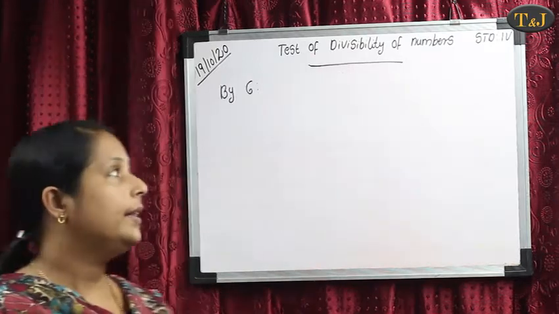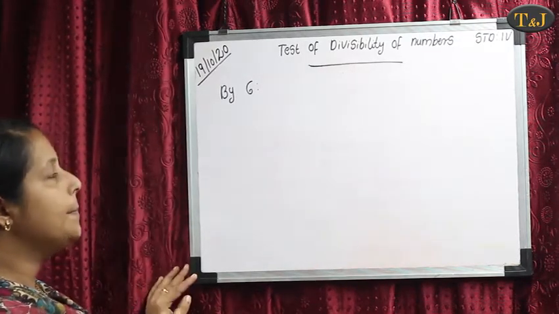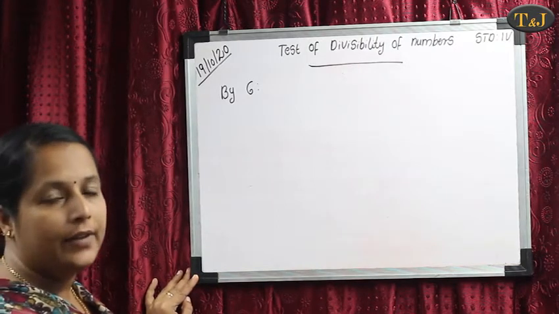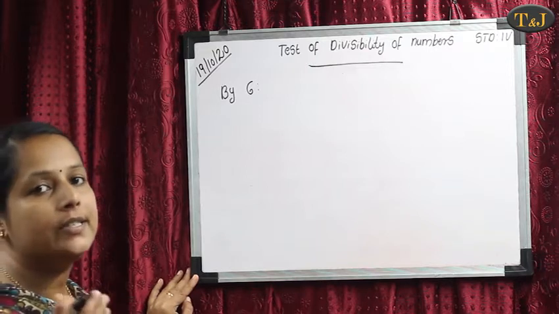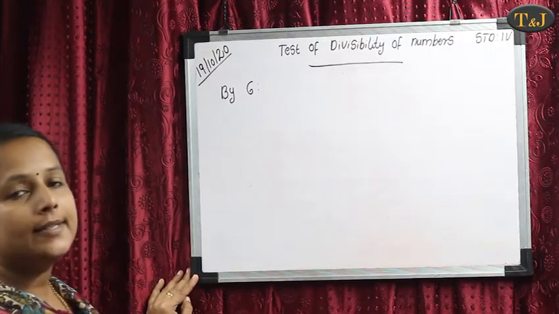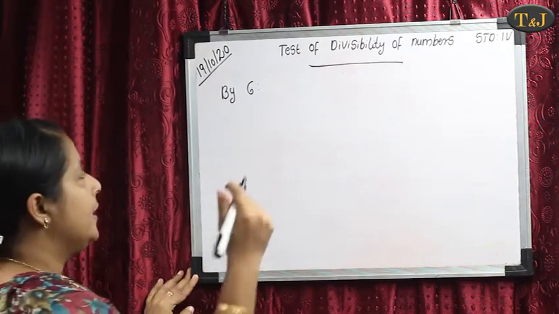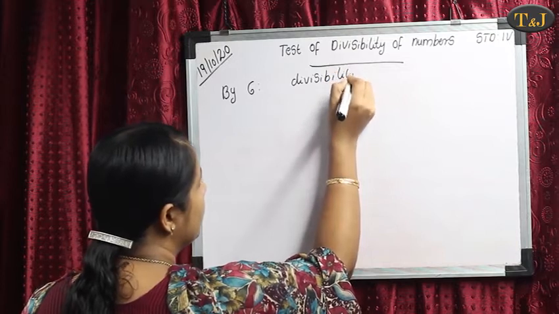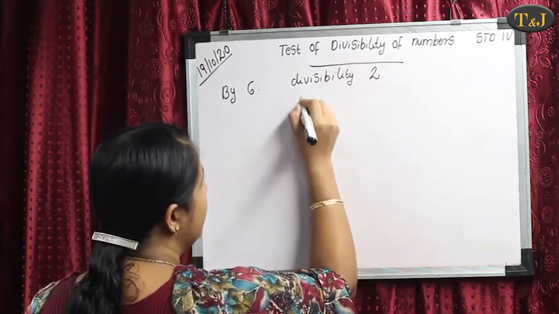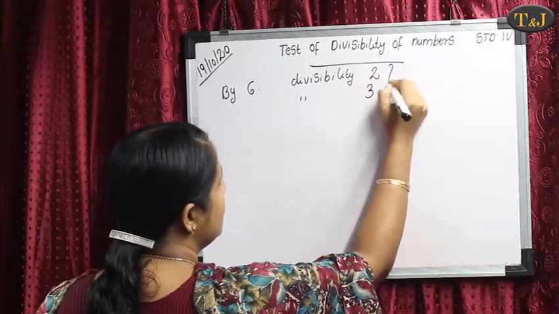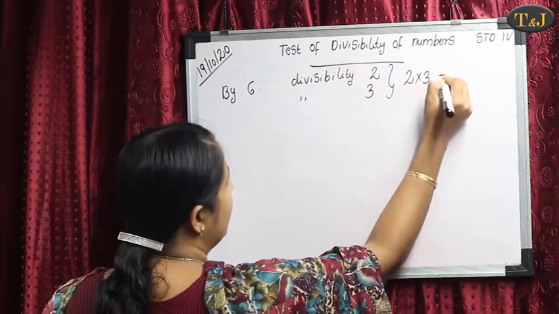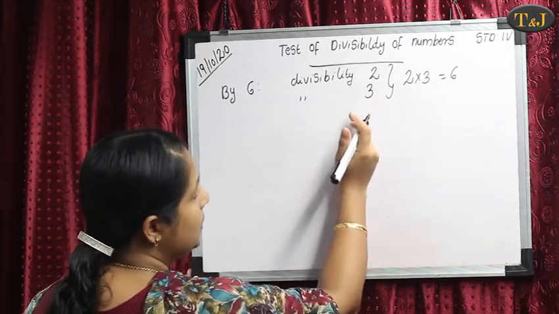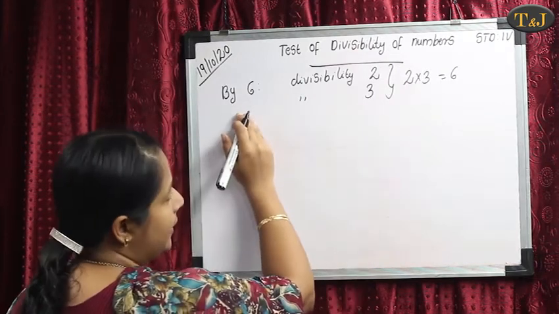Okay. Then our next test is divisibility of a number by 6. When we check a number for 6, we check two conditions. First is checking the divisibility by 2. The next is checking the divisibility by 3. That means 2 threes are 6. We check the divisibility by 2 and the divisibility by 3. If both these conditions are satisfied, it is divisible by the number 6.